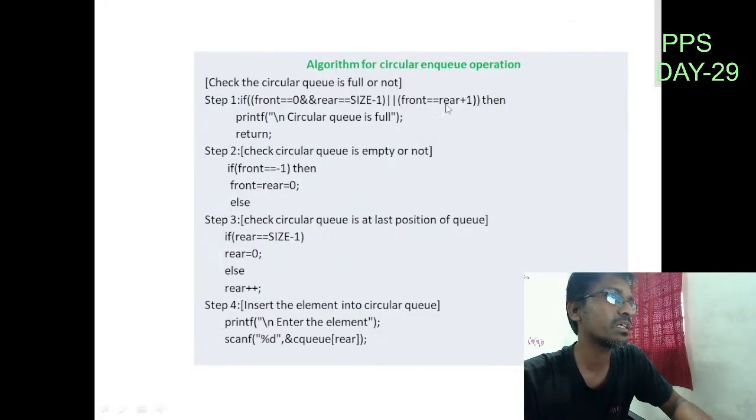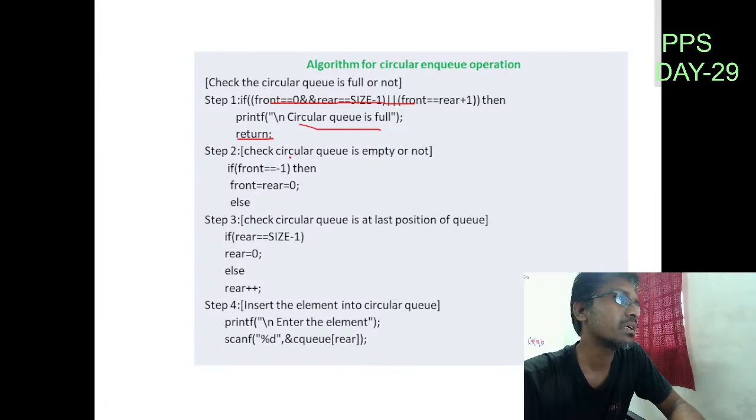So if front is equal to rear plus 1, or if front value is equal to 0 and rear is equal to size minus 1, then you can say that the circular queue is full. Whenever this condition is satisfied, then you can say that the circular queue is full. Whenever it is full, you are not going to perform any more operations on the circular queue until you delete elements from the circular queue.